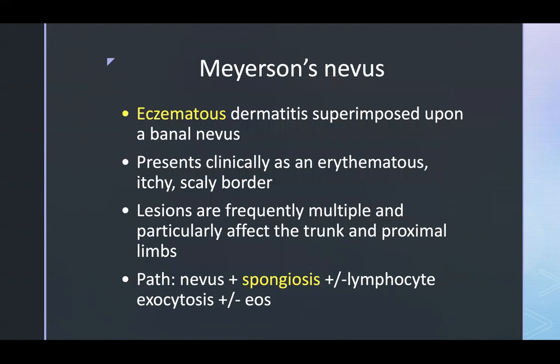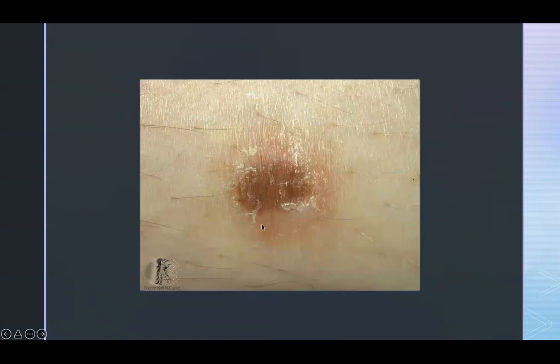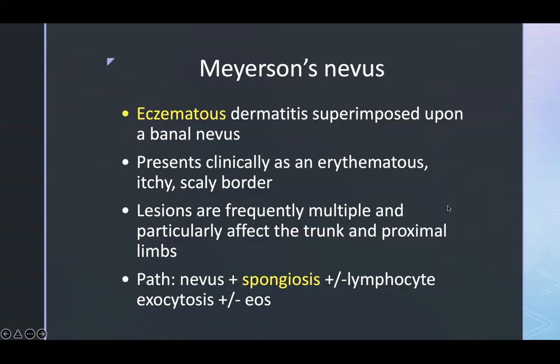Meyerson's nevus is something that's forgotten about a lot, but it's essentially when you have an irregular nevus, but you have eczematous dermatitis superimposed on the nevus here. So you can see this scaly, almost nummular dermatitis that's existing on top of the nevus. The eczematous dermatitis presents clinically as an erythematous, itchy, scaly border. The lesions are frequently multiple, and particularly they affect the trunk and the proximal limbs.